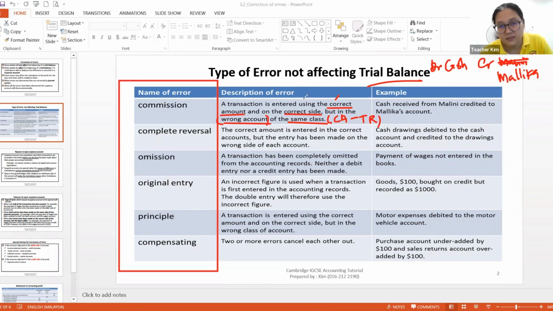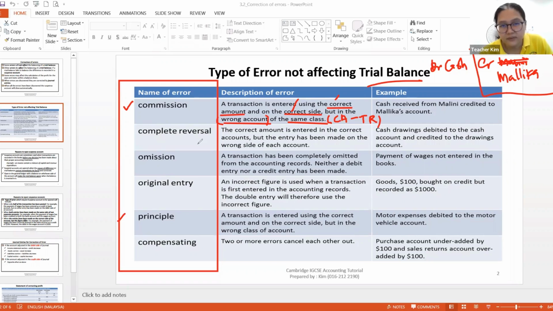Correct amount, correct side, because the correct side is credit, but it's a wrong account. Sometimes you may get confused between commission and principal, so I need you all to take note. It's a wrong account, same class.